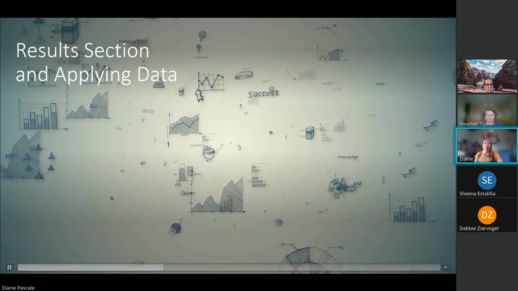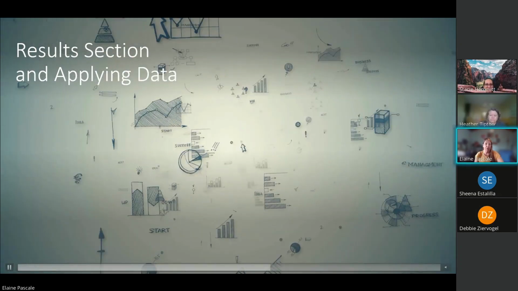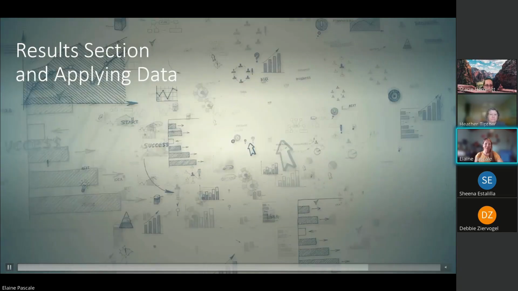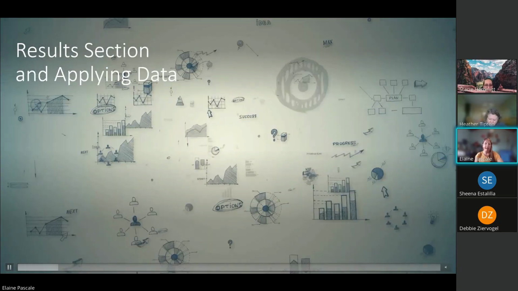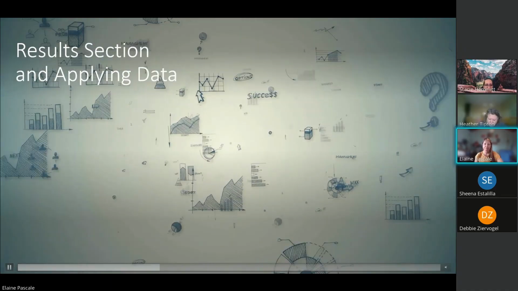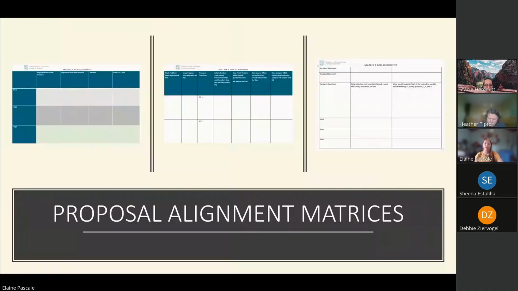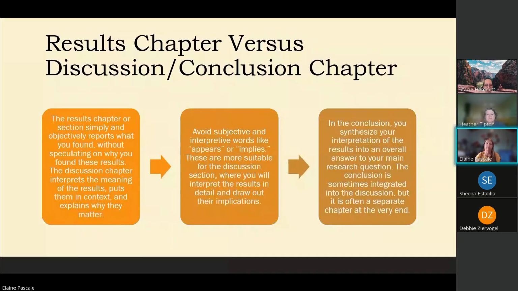So no one can tell you right or wrong. You're the only one who knows. So you're writing what happened. As always, go back and check for your alignment. Double check that if you've used a matrix or something of that nature.